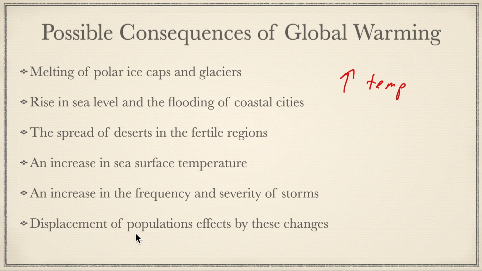And then displacement of populations affected by these changes. So a big thing is all these coastal cities that are flooding, those people have to go somewhere. These areas where you have deserts forming, where you used to be able to grow crops, those people are going to have to move somewhere. So you're going to end up with large populations of people having to relocate to new places.